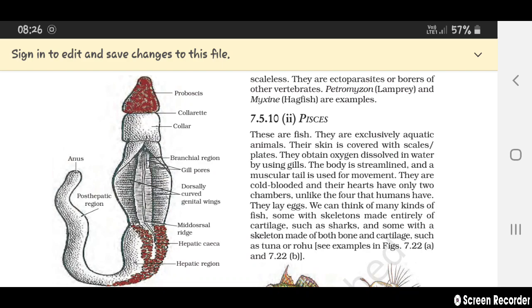Unlike fish, humans have four chambers. The human heart has four chambers: left ventricle, right ventricle, left auricle, right auricle. These are the four. And fishes also lay eggs. We can think of many kinds of fish, some with skeletons made entirely of cartilage. So here you can see the examples.